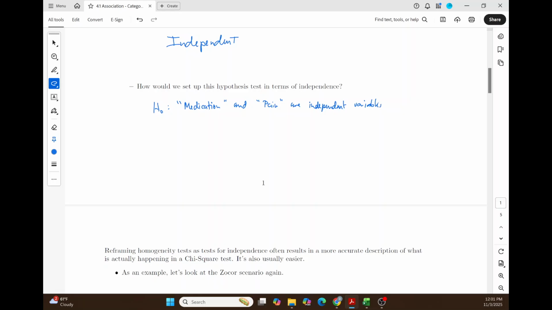Okay, that would be the null hypothesis. The alternative hypothesis is that at least one of the proportions is different. So restating that in terms of independence, if at least one of the proportions is different, then that means that the likelihood of you experiencing abdominal pain depends on the medication that you took. So the alternative hypothesis would be that medication and pain are dependent variables.